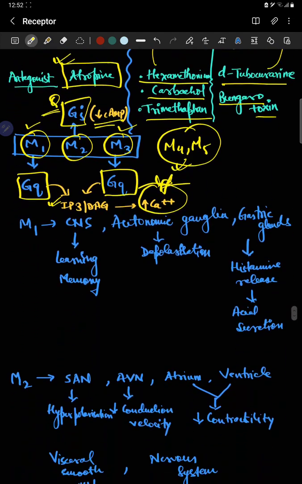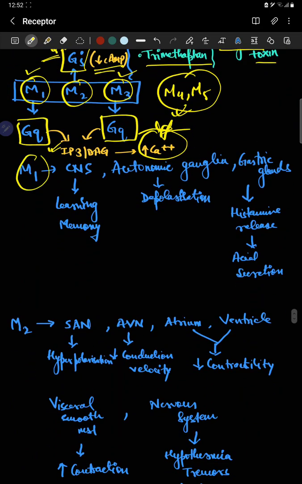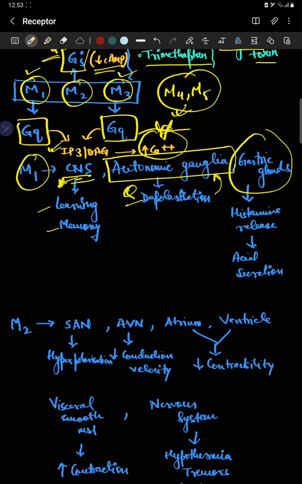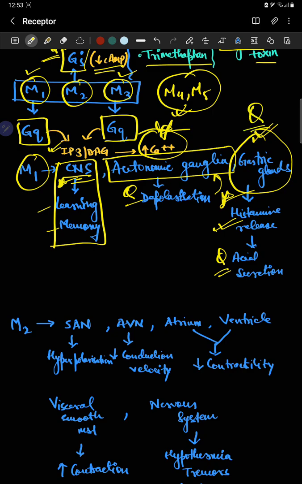Now in detail, M1: where is it located? First and most important is the CNS, where M1 is responsible for learning and memory. In the autonomic ganglion, depolarization occurs because of this M1 receptor. In the gastric glands, when we study peptic ulcer, histamine is released and acid secretion occurs because of the M1 receptor. So M1 is present in the CNS, but the gastric glands are also very important.